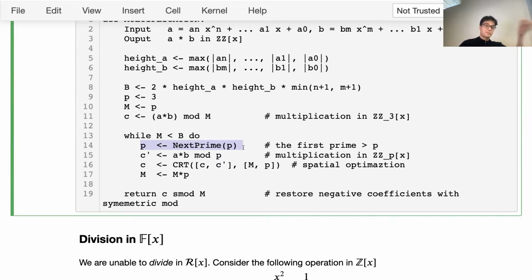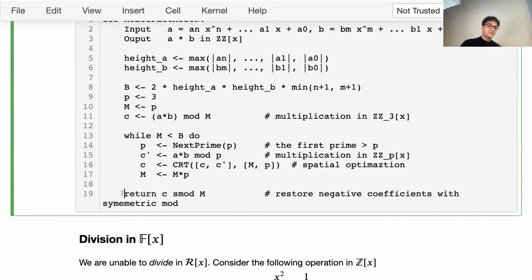All right, so you get the next prime. Then you get a new C. So you do A times B mod P, which is going to be your fast multiplication over ZP. And then you use the CRT algorithm you wrote that's able to combine exactly 2 polynomials to update C. Then you update your M. And then you just repeat this again. If M is not sufficiently large, then do another product and then update. And if M is not sufficiently large, you continue.